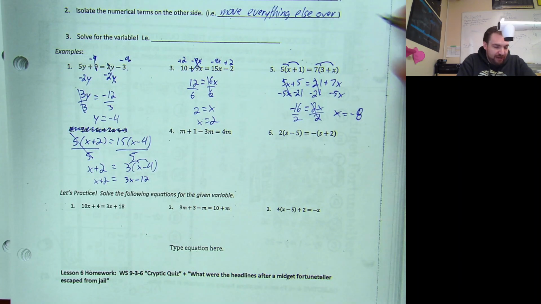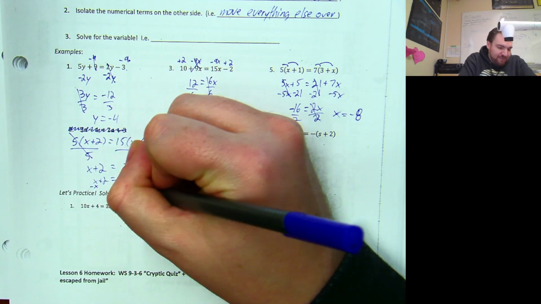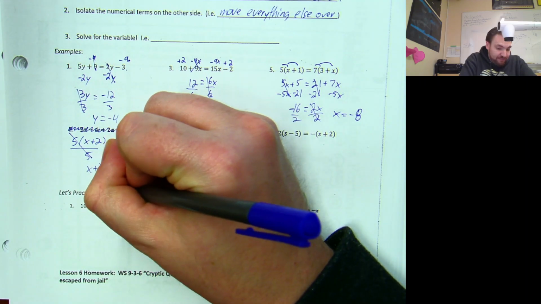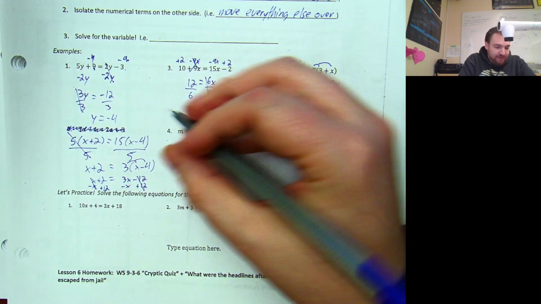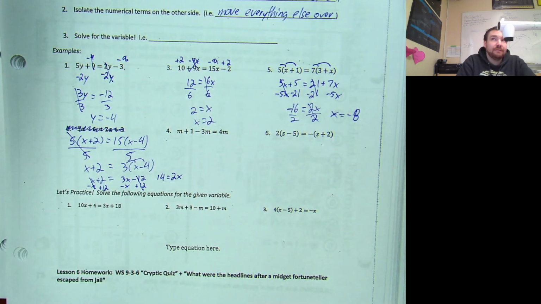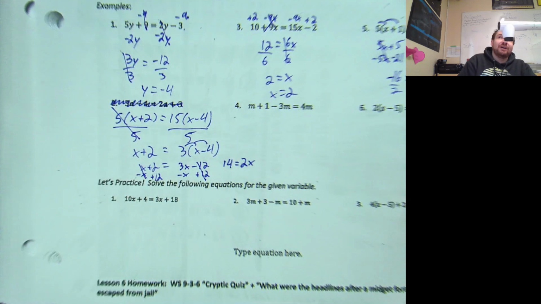We're going to speed up the party here. I'm just going to tell you to subtract x on both sides, and I'm going to add 12 to both sides. So we're going to get 14 equals 2x. Let me know if I sped up and lost anybody.